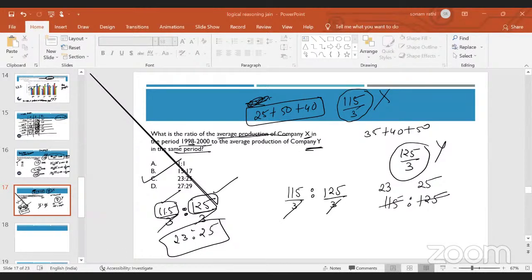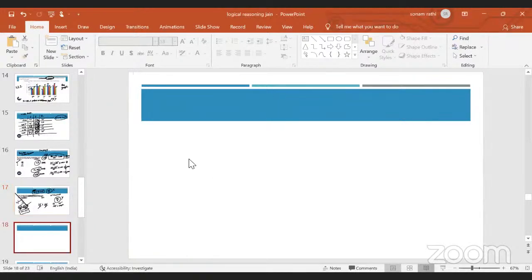Okay, one more question. This one is easy. I think you can easily do this question. I will not even tell you how to do it. You can do it yourself. Very easy question.